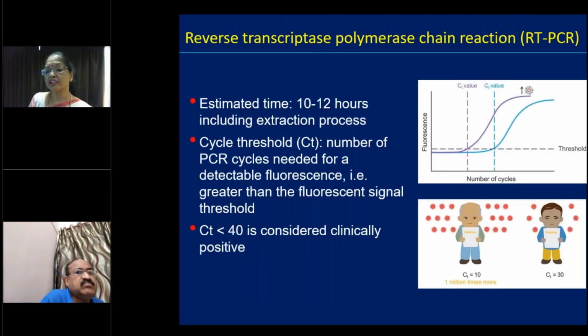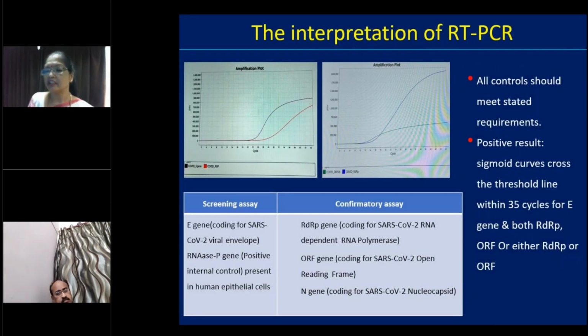So this is a lengthy process, and it takes about 10 to 12 hours, including the extraction process. Then there's something called CT values. It is the number of PCR cycles needed for detectable fluorescence, that is, greater than the fluorescence signal threshold. As you can see, there is a baseline and the threshold, and then we see this rise. In various kits the CT value is different, but usually it varies from 35 to 40. In some kits it is 35, in some it is 40, at which it is taken as positive or negative.